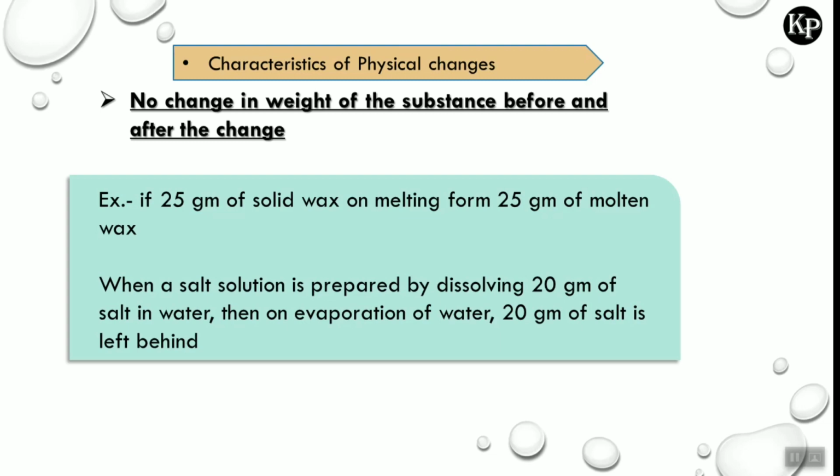No change in weight of the substance before and after the change. For example, if there is 25 gram of solid wax, after melting there is 25 gram of molten wax, which means both are the same. When a salt solution is prepared by dissolving 20 gram of salt in water, then on evaporation of the water, 20 gram of salt will be left behind.